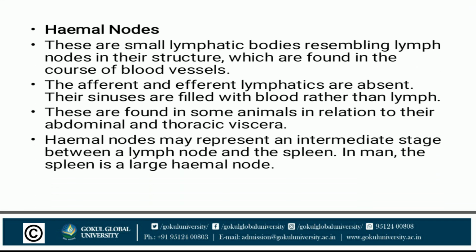Hemal nodes. These are small lymphatic bodies resembling lymph nodes in their structure, which are found in the course of blood vessels. The afferent and efferent lymphatics are absent. Their sinuses are filled with blood rather than lymph. These are found in some animals in relation to their abdominal and thoracic viscera. Hemal nodes may represent an intermediate stage between a lymph node and the spleen. In man, the spleen is a large hemal node.